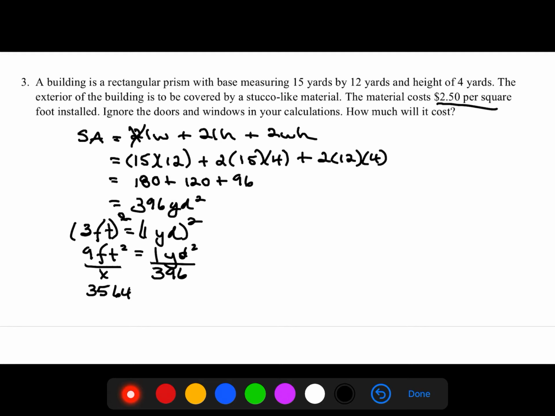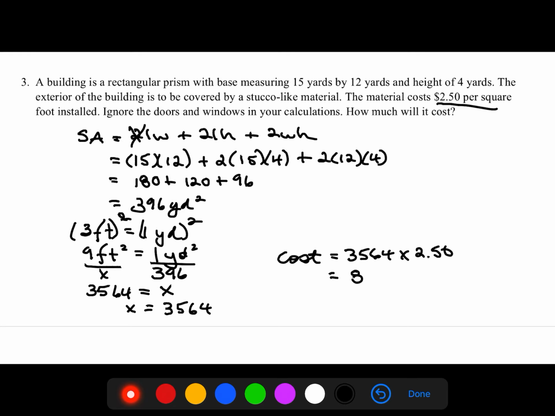Cross multiplying, 396 times 9 gives us 3,564. And x times 1 is just x. So we therefore have our answer. We know that we have 3,564 square feet. So now we can calculate our cost.